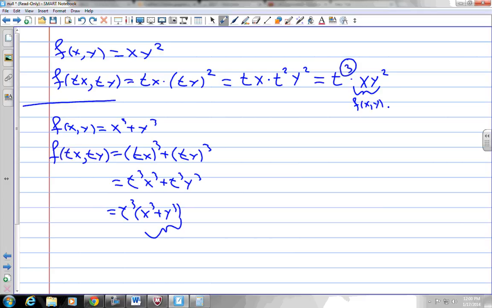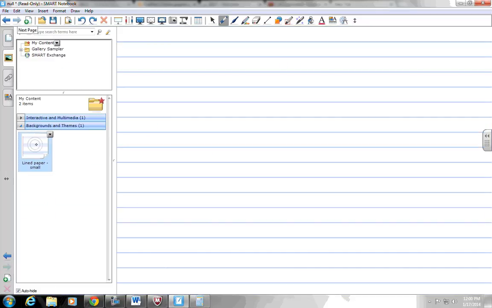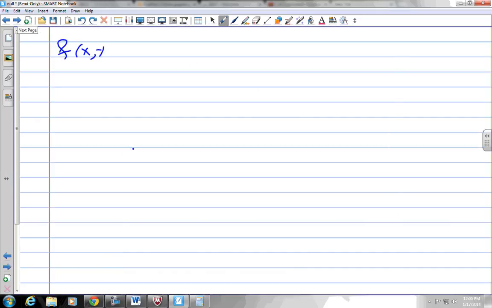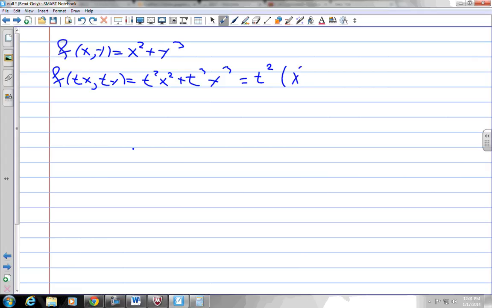Well, there are many places where it wouldn't work. If these two exponents were x squared and y cubed, that wouldn't have worked. If I change this ever so slightly and do that, it won't work, because if I replace, I'll get t squared x squared plus t cubed y cubed. So the only thing that I can factor is t squared. Well, this is no longer the original function. So no, not homogeneous.